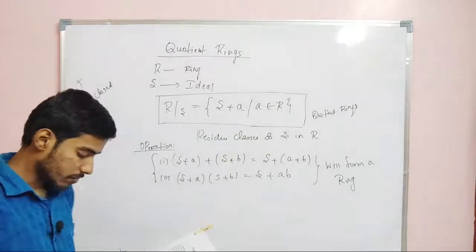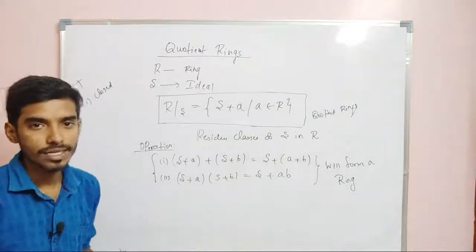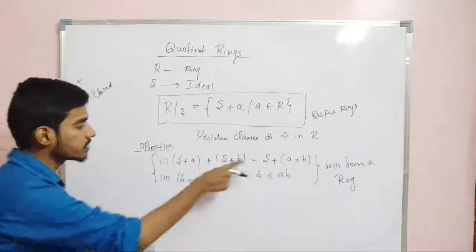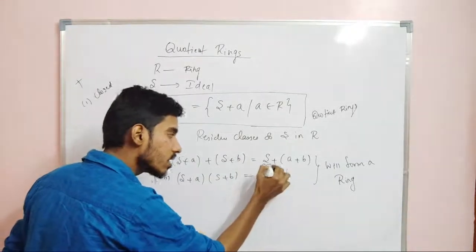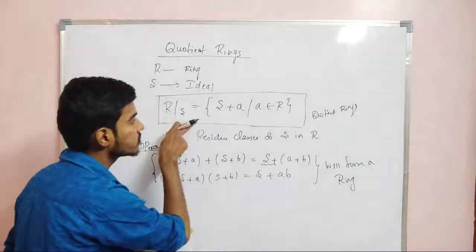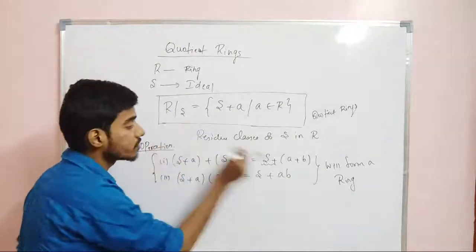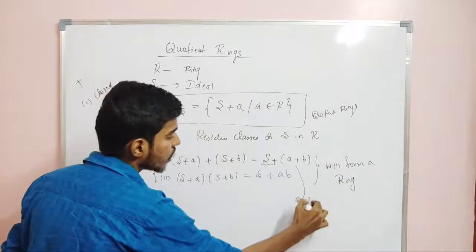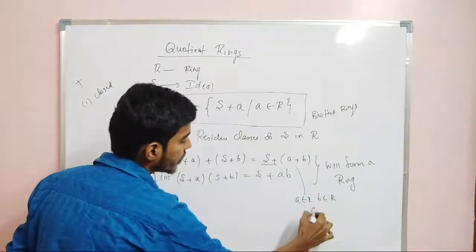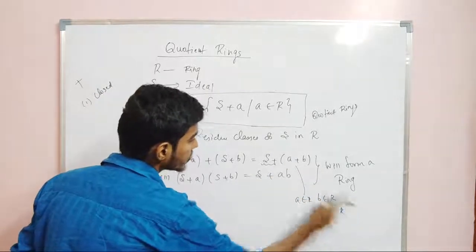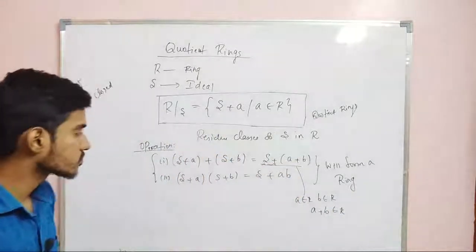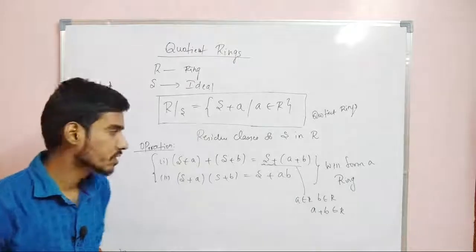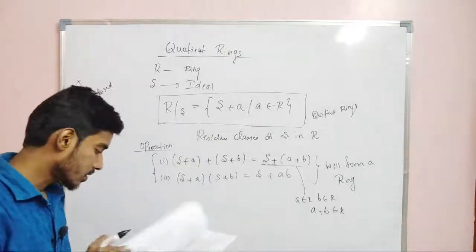So let's take two elements, S plus a and S plus b. Then the sum will be S plus (a plus b). This is also in R by S, because a belongs to R, b belongs to R, and a plus b also will be in R, because R is a ring. Therefore these elements will be in R by S. Therefore it is closed, and similarly it is associative. And what will be the identity?